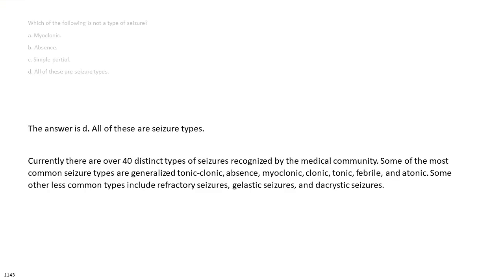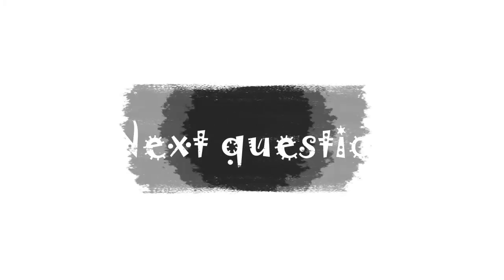Currently there are over 40 distinct types of seizures recognized by the medical community. Some of the most common seizure types are generalized tonic-clonic, absence, myoclonic, clonic, tonic, febrile, and atonic. Some other less common types include refractory seizures, gelastic seizures, and acrostic seizures.